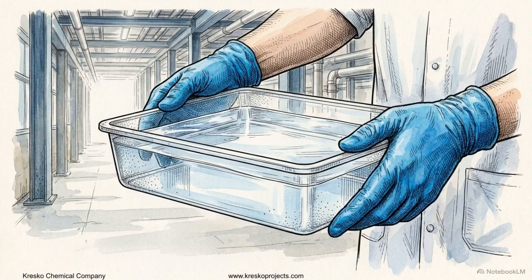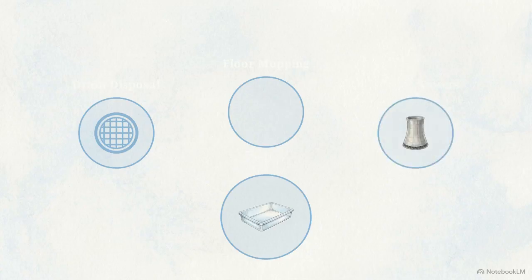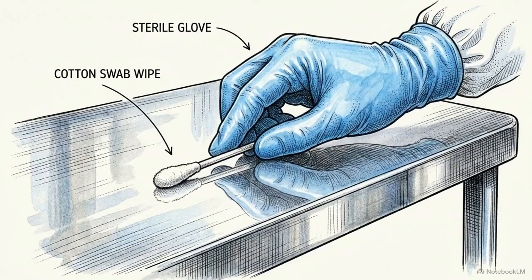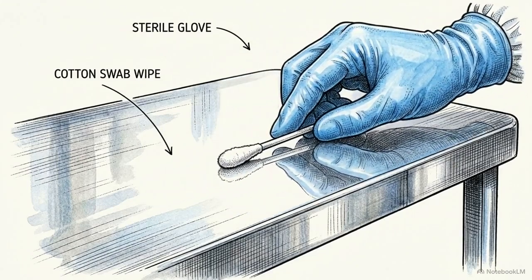The residual liquid left behind in the trays after the cycle is completely safe to handle. You can safely dispose of it down standard drains or repurpose it for routine floor mopping and cooling tower treatments. To verify the success of the cycle, facility managers should perform routine microbiological swabbing of the treated surfaces.